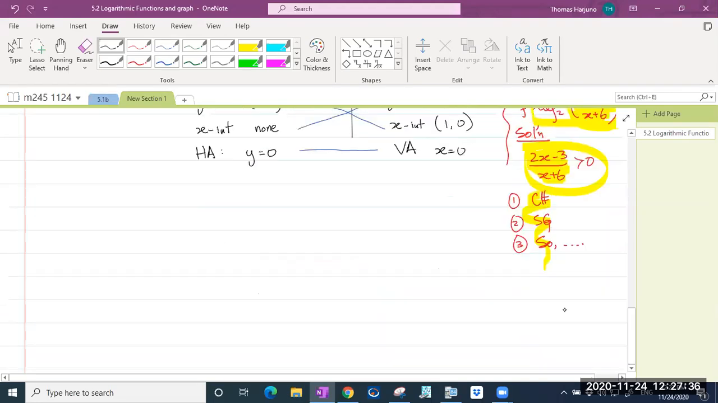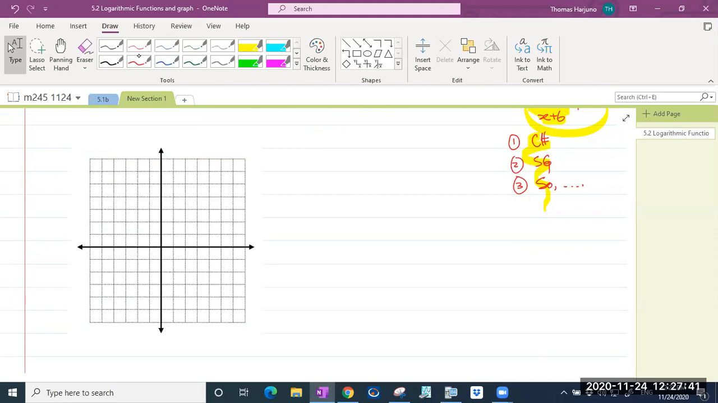Okay, pictorially, suppose we graph 2 to the x. We graphed that many times already. This is what 2 to the x looks like. When we do inversing, x becomes y, y becomes x. Basically, you reflect the graph of that function with respect to this line.